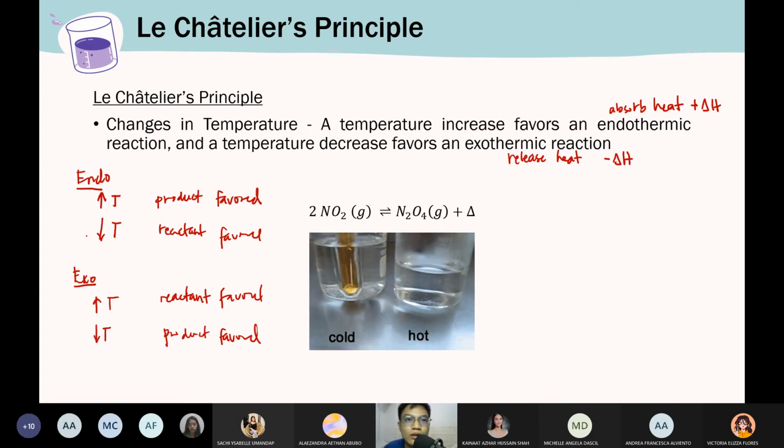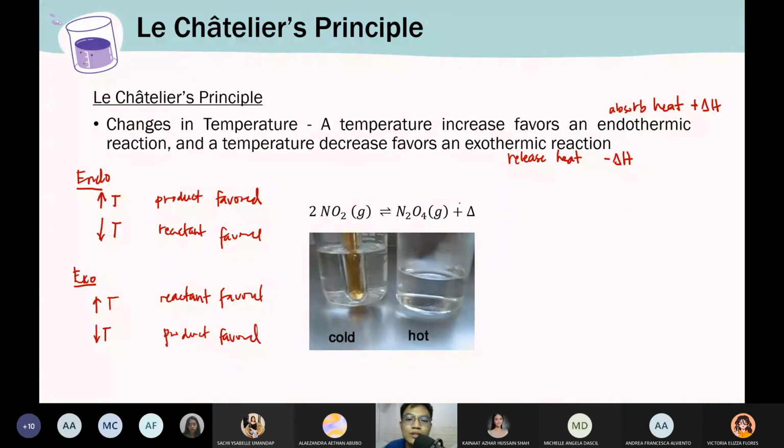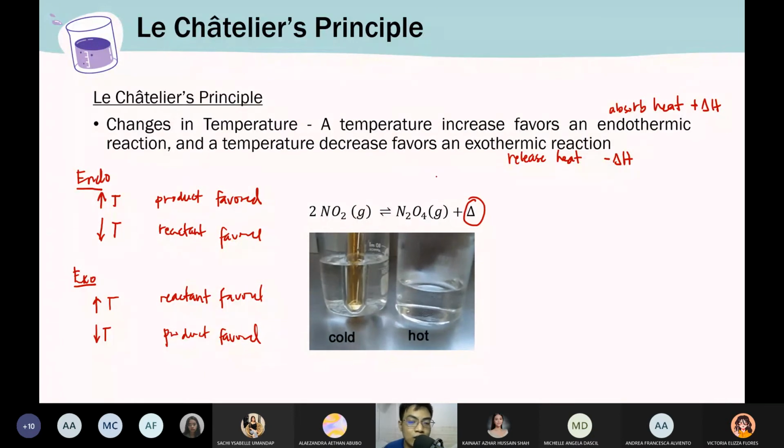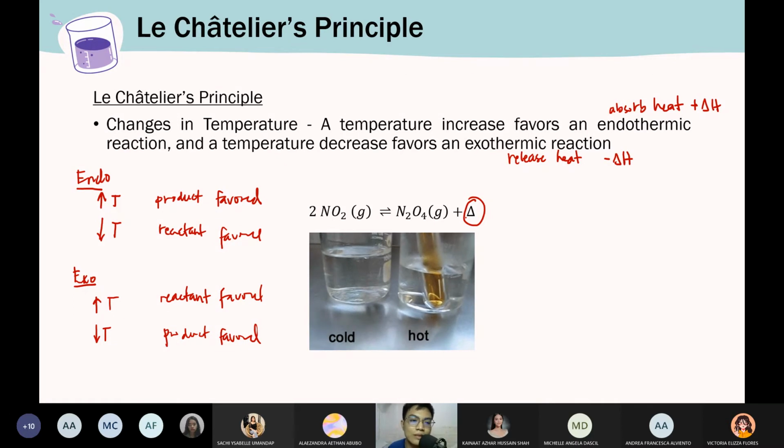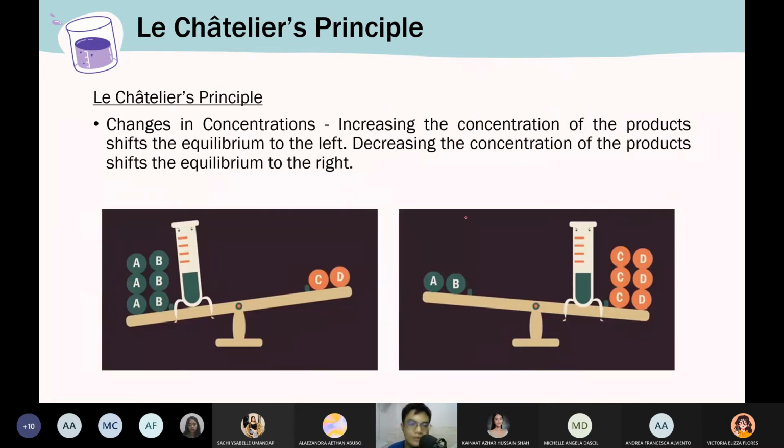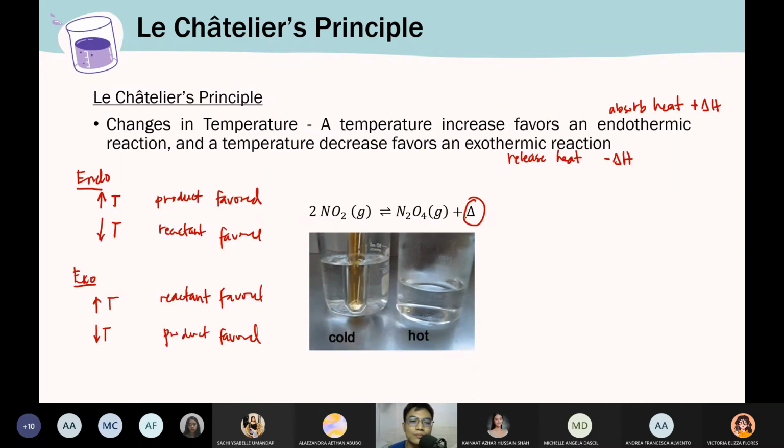So how will you think of it in a more simpler manner? Okay? Ganito na lang gawin nyo. Imagine heat as your reactant or product. And increasing temperature increases the concentration of the heat. No? So parang babalik ka ulit dito. So imagine nyo na yung concentration kasama na rin yung heat doon.